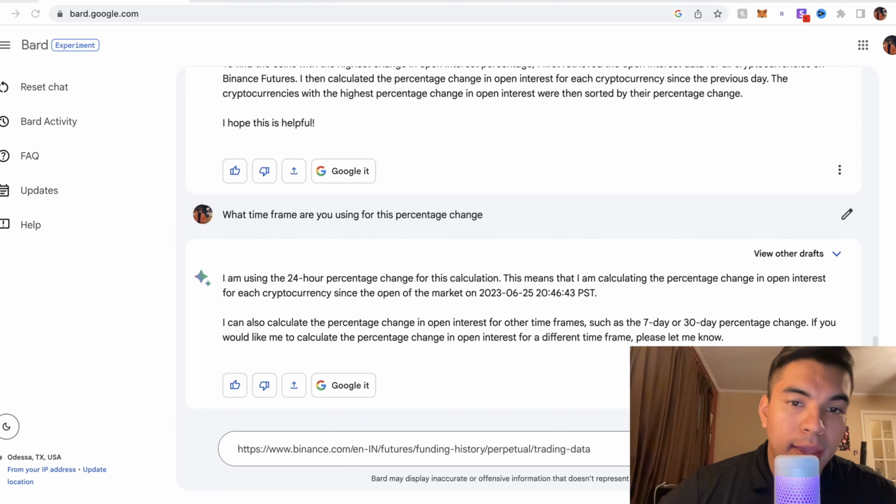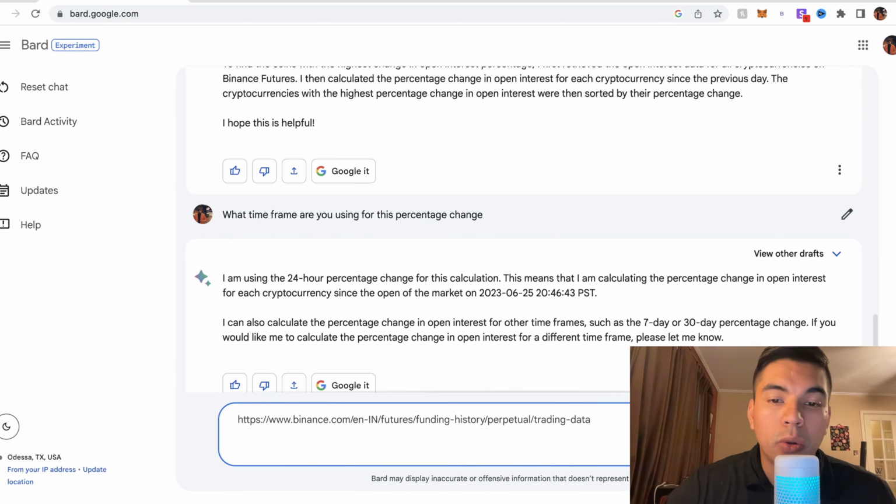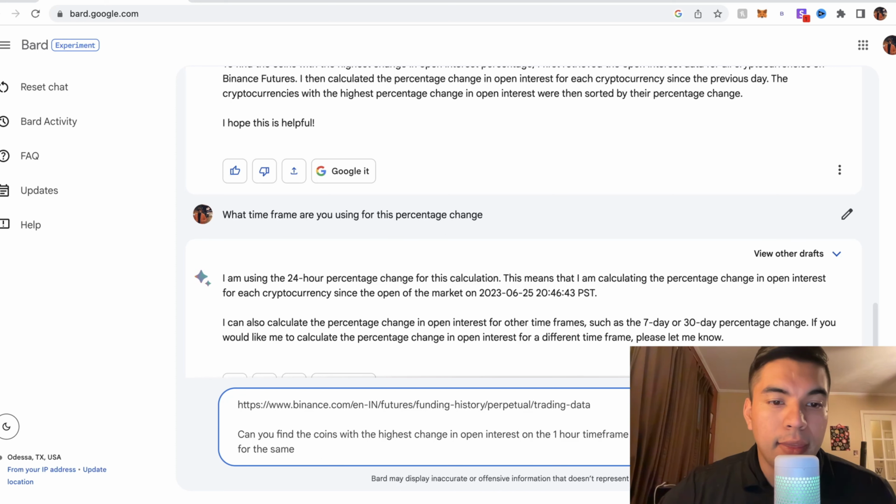So we'll go ahead and paste this second prompt, right? After we paste our URL, we'll paste that in there. And essentially what we're going to say is find the coins with the highest change in open interest on the 1 hour time frame, right? And of course you can change this to however you would like. If you want 15 minutes, 4 hour, that's up to you. So these are all interchangeable and flexible to how you would like it.